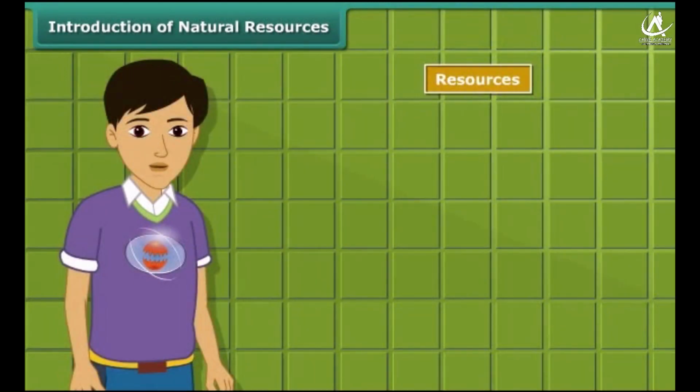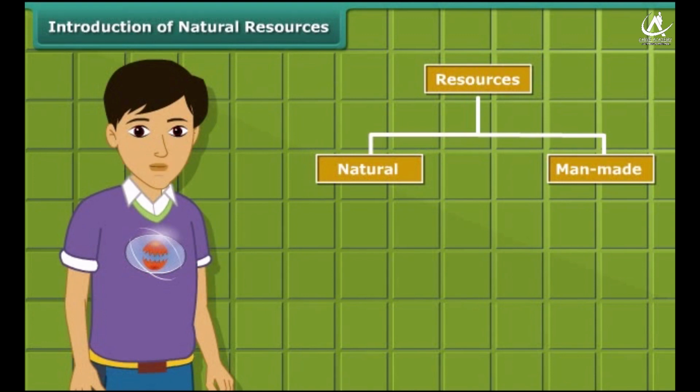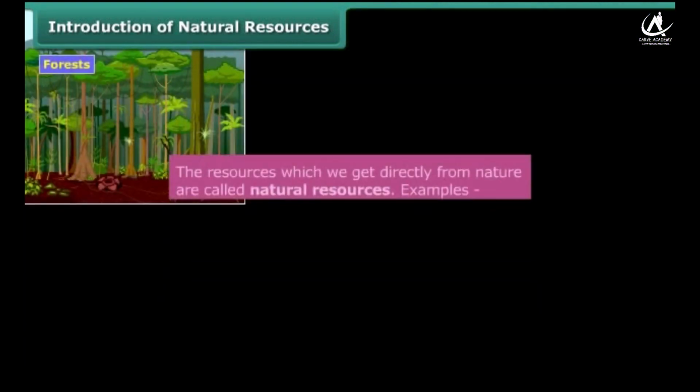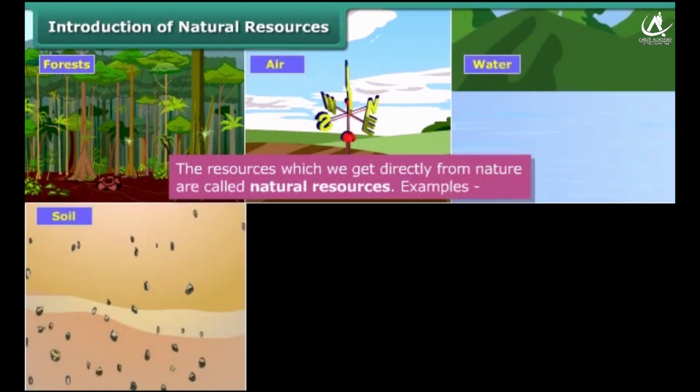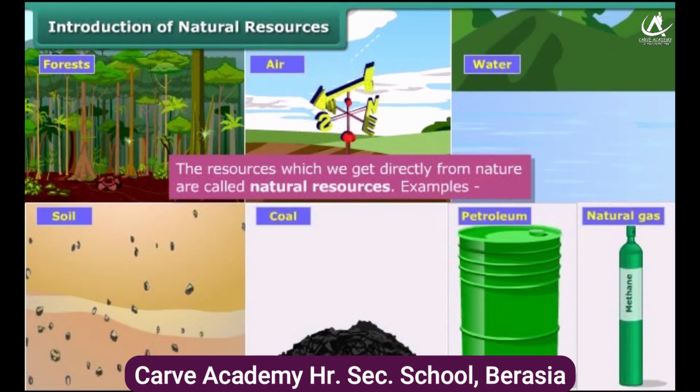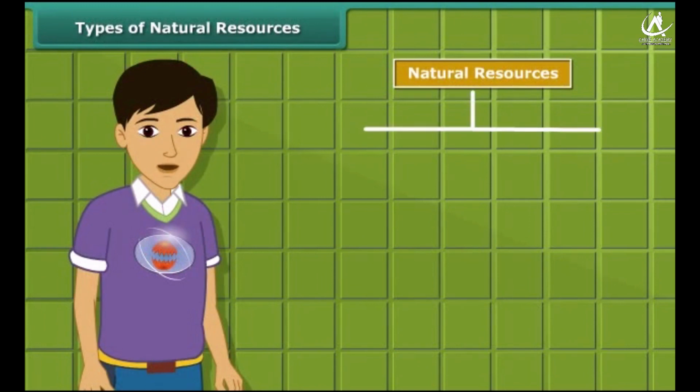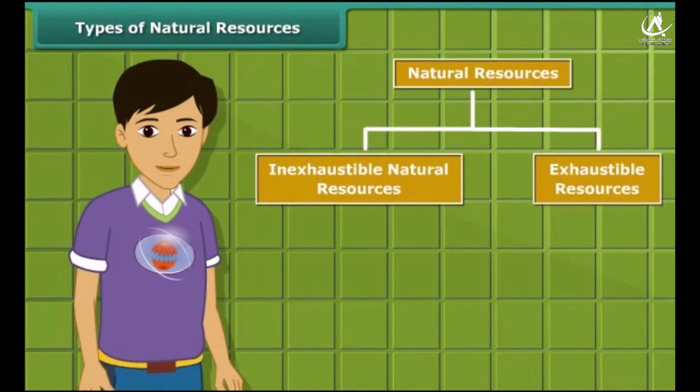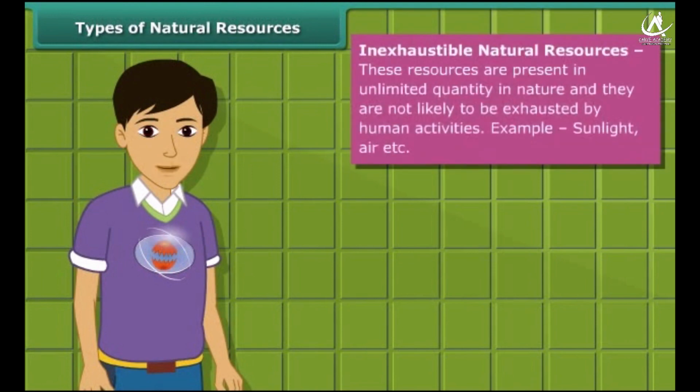You know, resources are of two types, natural and man-made. Natural resources such as forests, air, water, soil, coal, petroleum and natural gas are directly obtained from nature. Natural resources can be broadly classified into two categories: inexhaustible natural resources and exhaustible resources. Inexhaustible natural resources are present in abundance, hence it is unlikely that they will be exhausted by any human activity.